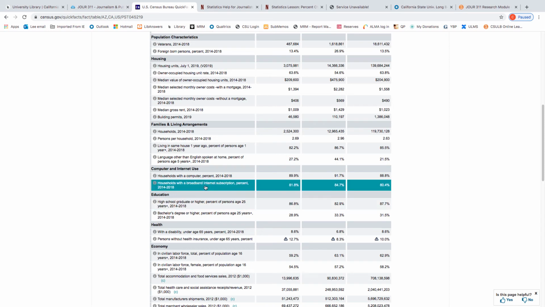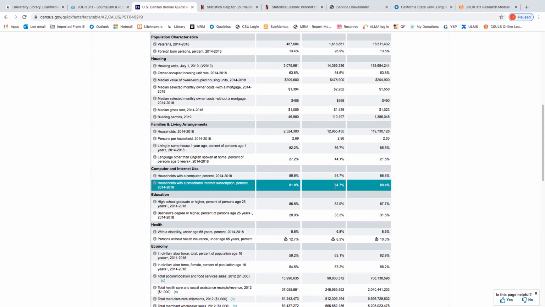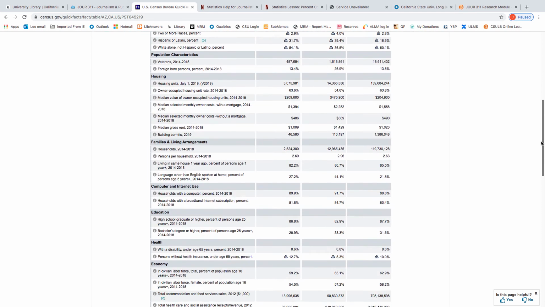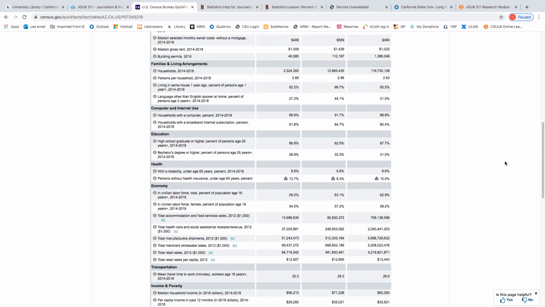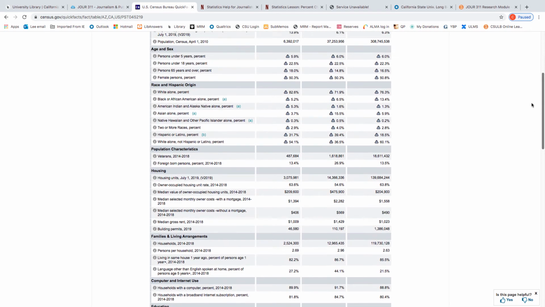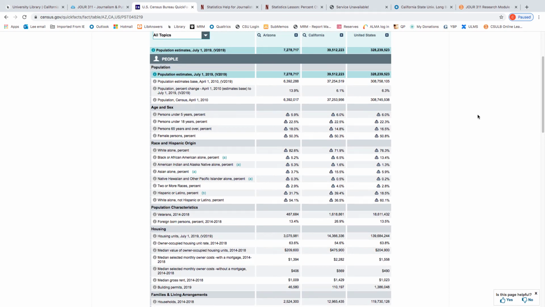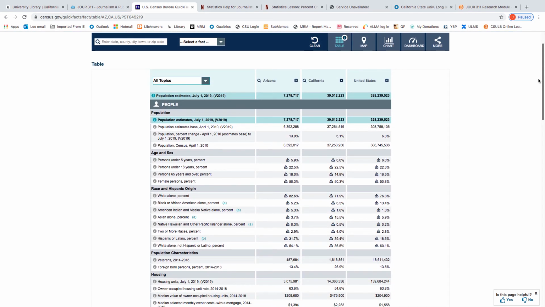Then we also have households with broadband internet subscription. We have 81% in Arizona, 84% in California. So you can see that the digital divide is still there. There's still in California 15 to 16% of households that do not have broadband connection. There are many statistics that you can get here. Wealth, poverty, health insurance, home ownership, basic ethnicity, age, sex. It's a very, very useful tool and very simple to use.